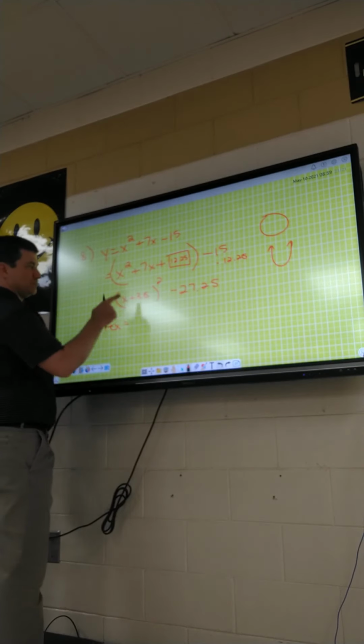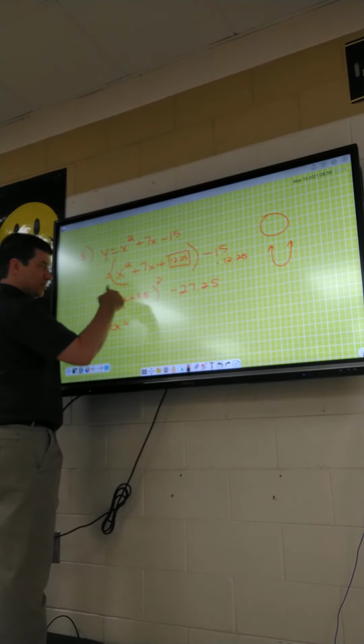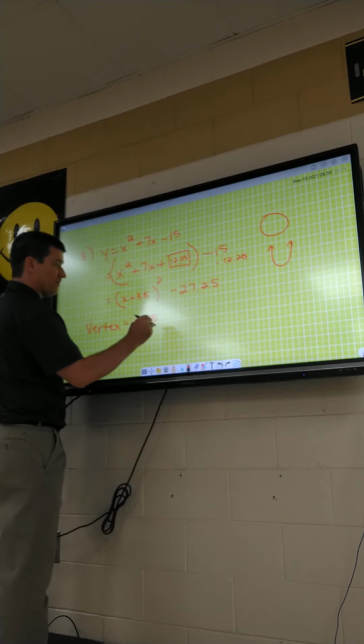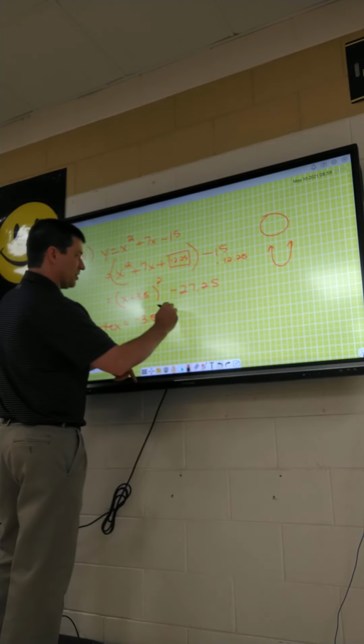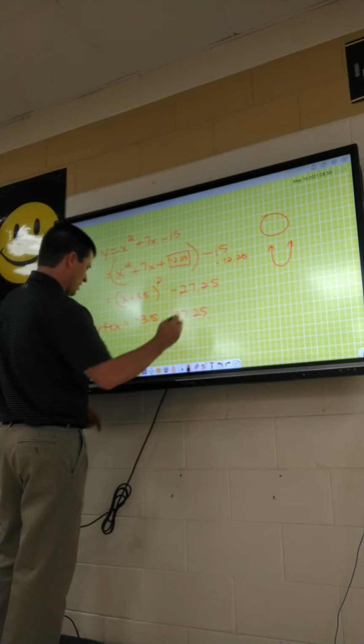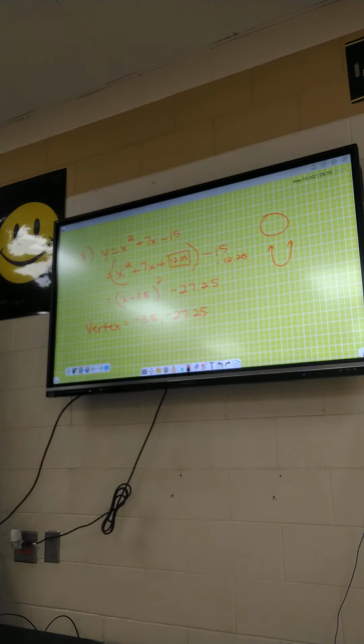Isn't it like you take... You flip this sign because it's in parentheses, negative 3.5. You don't flip this sign. You just bring down negative 27.25. And I think that's all you have to do on these to find the vertex, correct? Correct. So I showed you 8. You guys do 9. I'll show you 10.